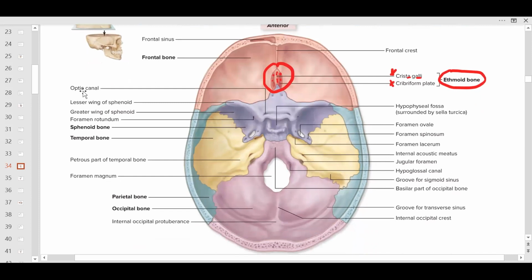And now if you look in the sphenoid, there's the saddle right here. And the saddle is basically going to house the pituitary gland, which comes off of the bottom of the brain.